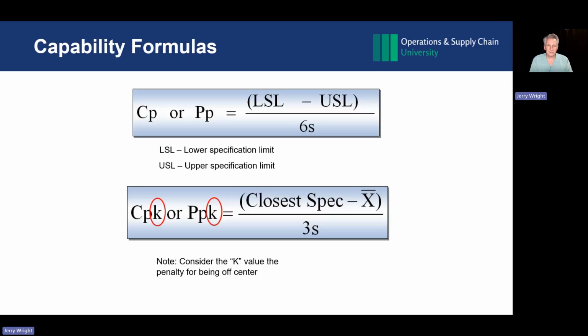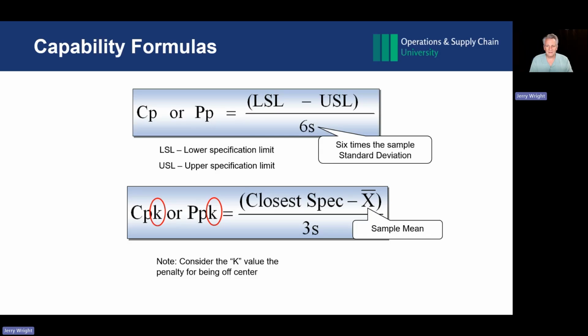So mathematically, this is what it looks like. Potential capability, short-term or long-term, is the upper spec limit minus the lower spec limit, or the difference in the two, divided by 6 times the sample standard deviation. Now, CPK is the sample mean and the closest spec divided by 3 times the sample standard deviation. So think of K as a penalty for being off center. Let's look at this graphically. It'll make more sense that way.